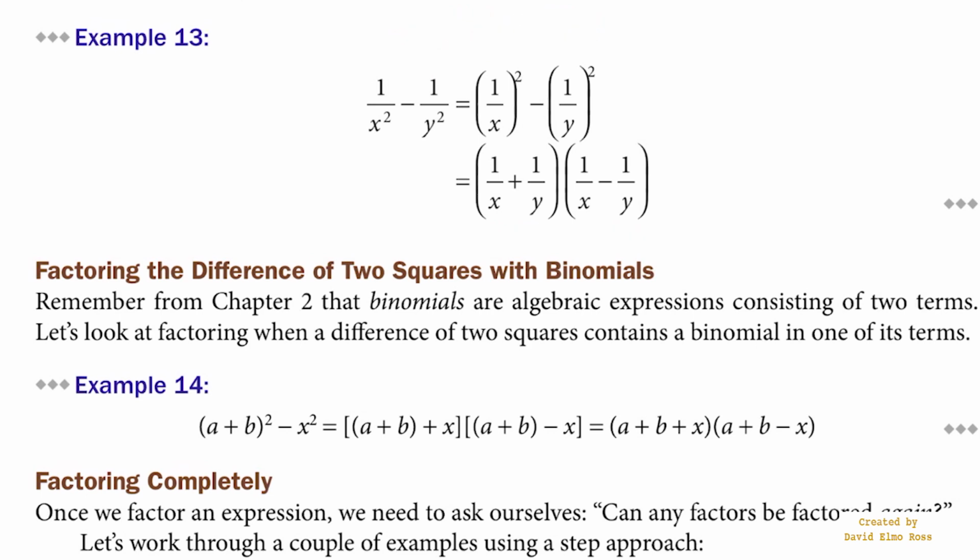Now this one is a little different. You've got (a plus b) squared minus x squared. So if you remember, this is a plus b, just treat that as just one term, plus x times a plus b minus x. And when you expand it out, you're going to get a plus b plus x times a plus b minus x if we just take out the brackets.